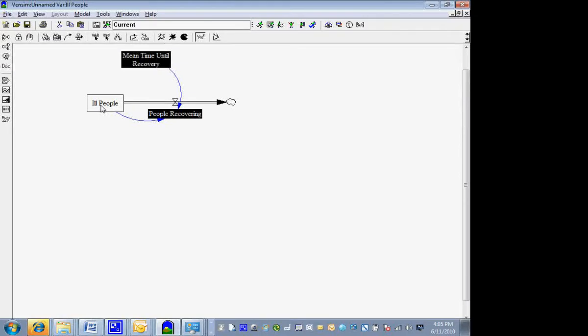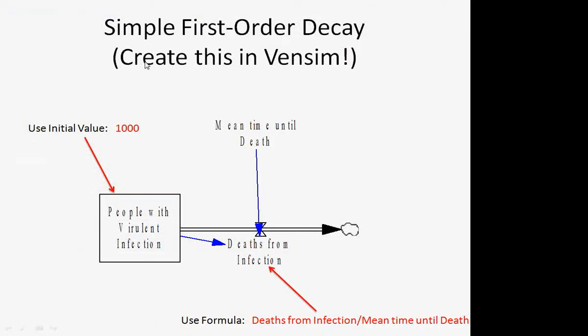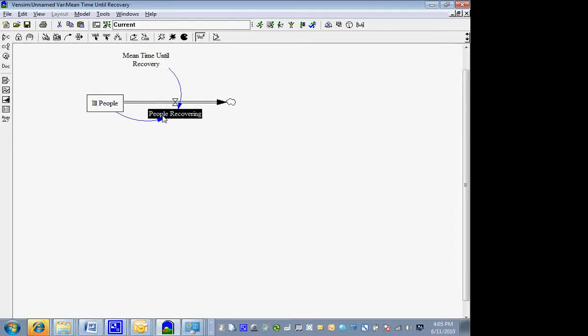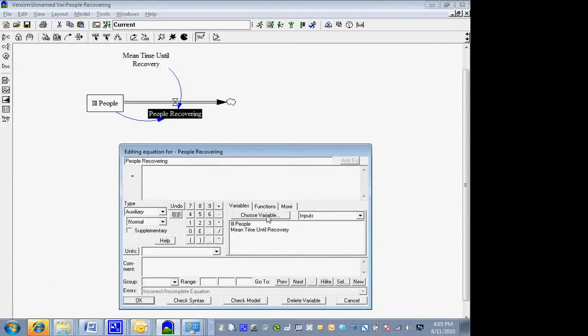Okay, so what's another thing I have to specify? I have to specify this mean time until recovery. And I think I said in my little thing here, I didn't specify it, but let's make it 10, okay? Mean time to recovery of 10. And then people recovering. Now this is going to be something that involves both of these. We know that. If there's no one to recover, no one's going to be recovering, and if it's a longer mean time to recover, it's going to be fewer of them.